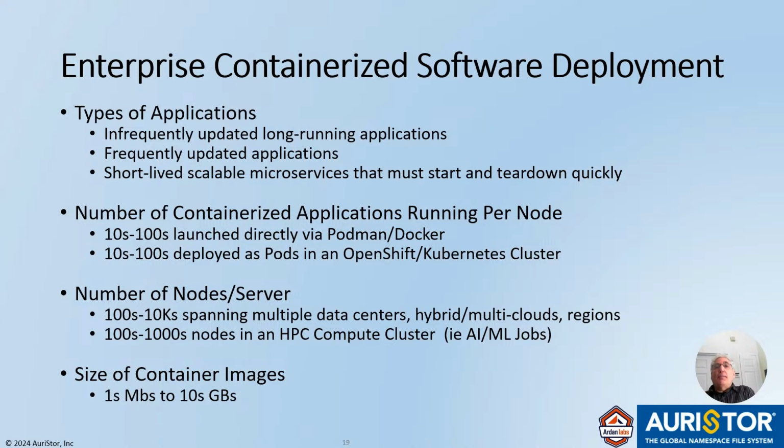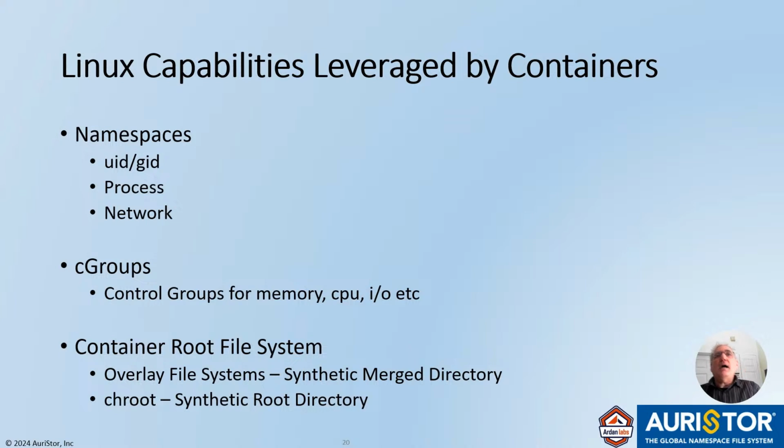But then the other question is, how many nodes do you have? Again, you might have hundreds or tens of thousands of data nodes spanning multiple data centers in a hybrid multi-cloud across multiple regions. Or again, you might have a lot of nodes in your HPC compute cluster. And as I said earlier, size of containers can be a couple megabytes, but they can also be tens of gigabytes. For example, AI/ML applications tend to be at least several gigabytes. It depends on what you're basing it on, but they're not small. So now let's talk about containers.